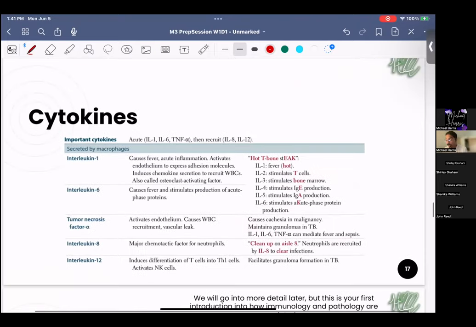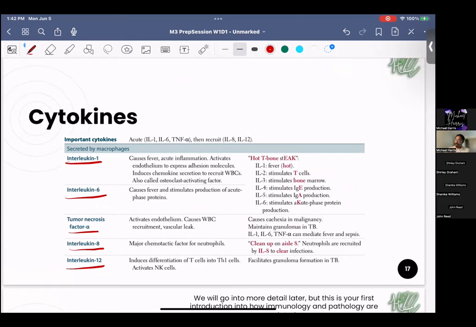Now, here's the cytokines. These interleukins are just cell signalers. I've already talked about it. IL-1, IL-6, TNF alpha, IL-8, IL-12. Burn these into your brain. Macrophage is activated. What is released? IL-1, IL-6, IL-8, IL-12, TNF alpha. Okay. Good. This is something I will ask you constantly.